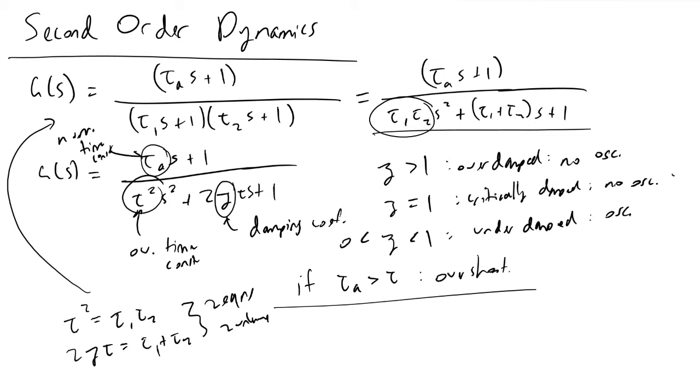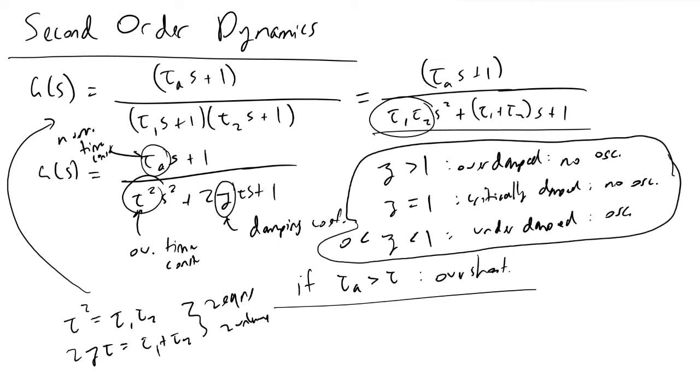And so figuring out what zeta is very important. Figuring out if you have tau a that is greater than tau, you'll see overshoot is also another very important concept that we'll get into.